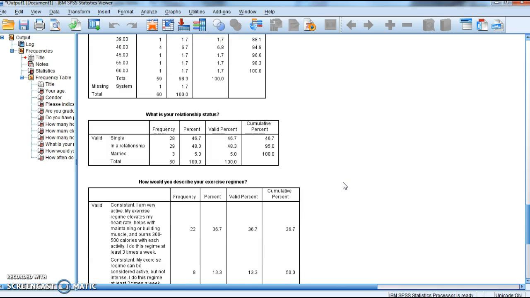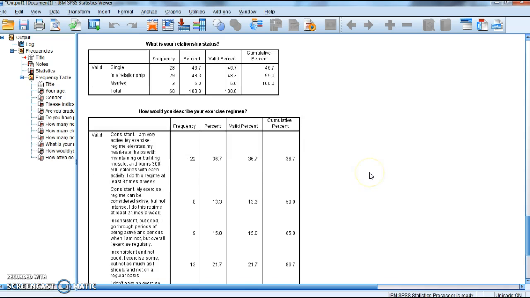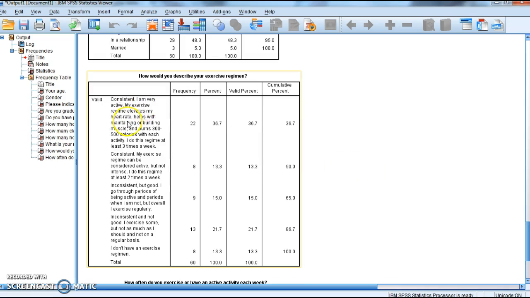In terms of relationship status, it was pretty much split. Very few people who were married are in the course. And then we see we have a lot of people who are really good at exercising. About 30, about half, say that they're consistent at exercising.